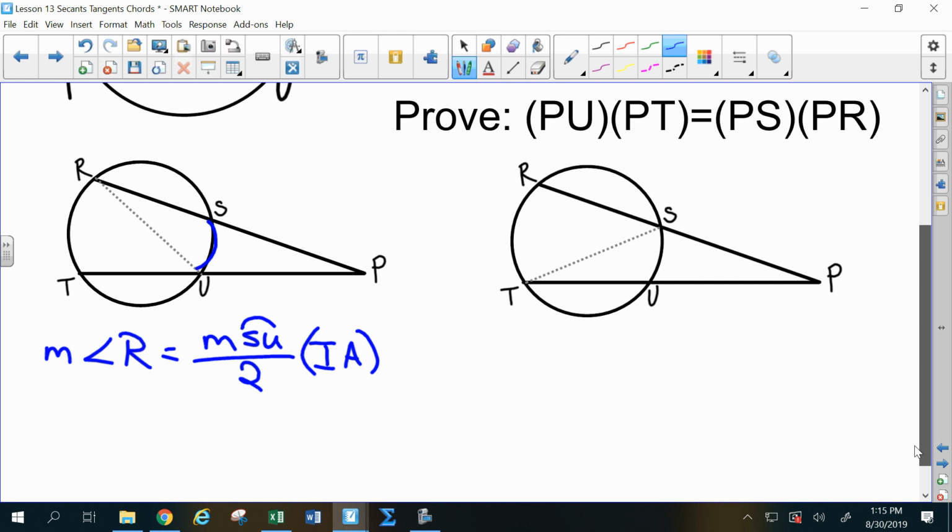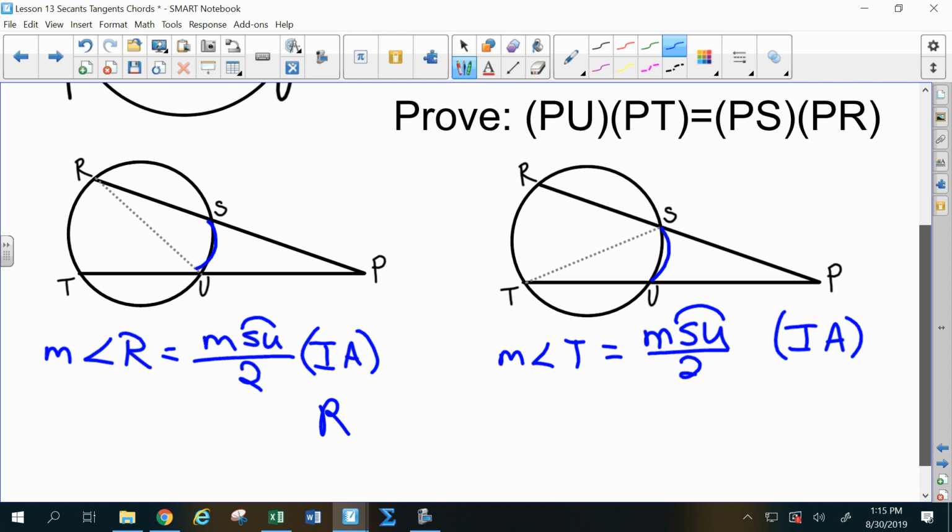And my inscribed angle over here is going to be T, and it's going to be half of the arc that it intercepts, but it intercepts the very same arc. So since they are both half of arc SU, that means R and T have to be congruent. They have to have the same measure, and that's by the transitive property as well.